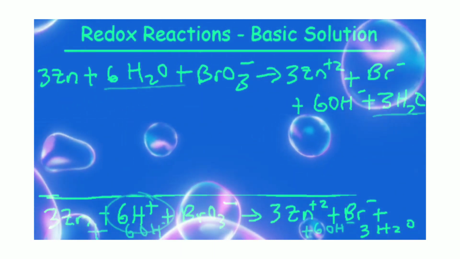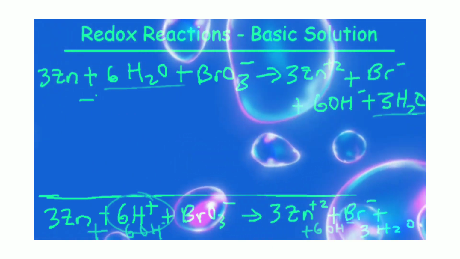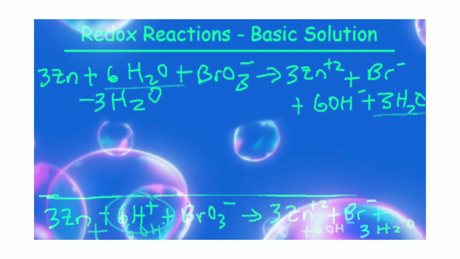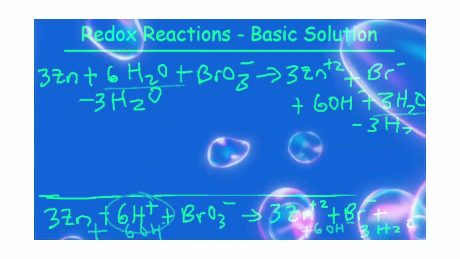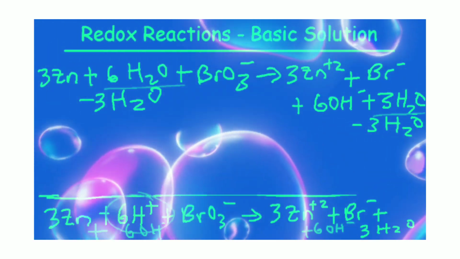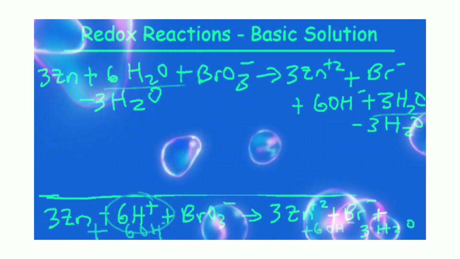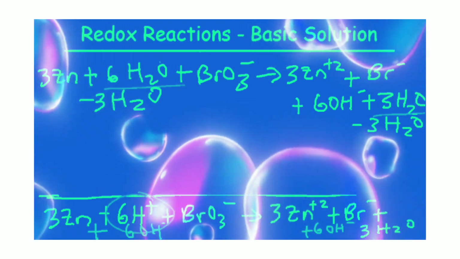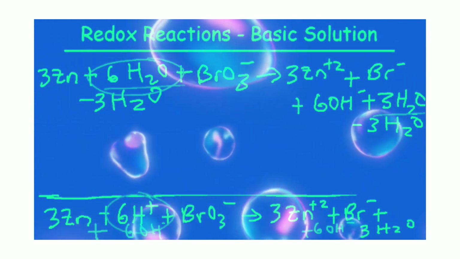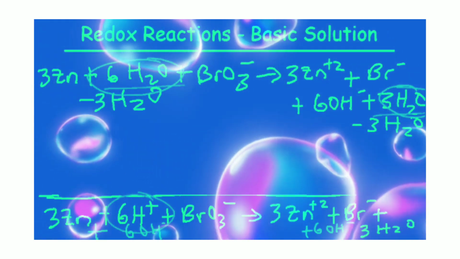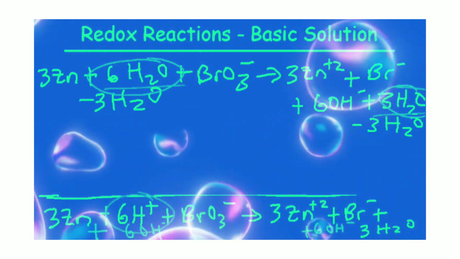Notice that we have H2O on both sides. So on the left side, we're going to take away 3 water molecules, and on the right side, we're going to take away 3. If you want to know why it's 3, you look at the number of water molecules on both sides. We have 6 on the left, 3 on the right, and then you want to subtract it by the smaller of these two values.